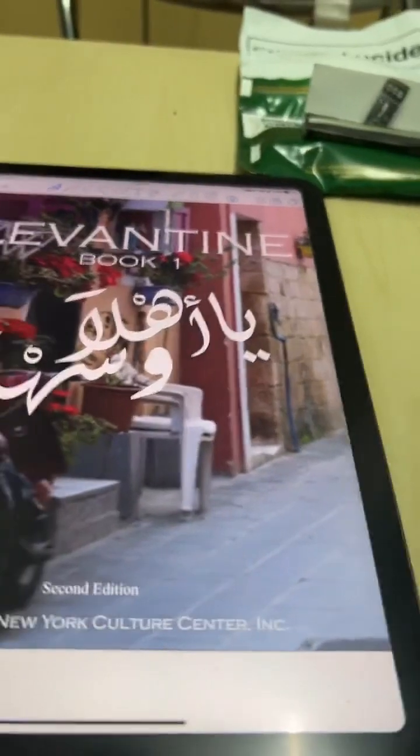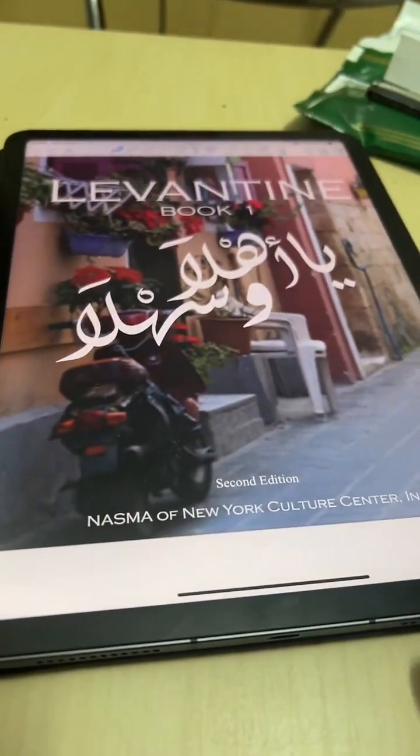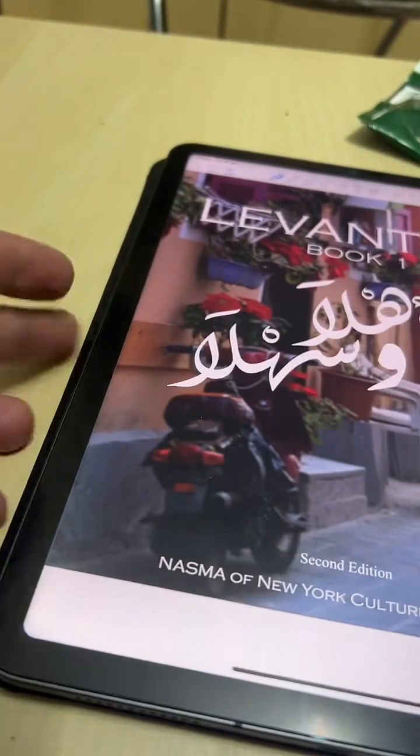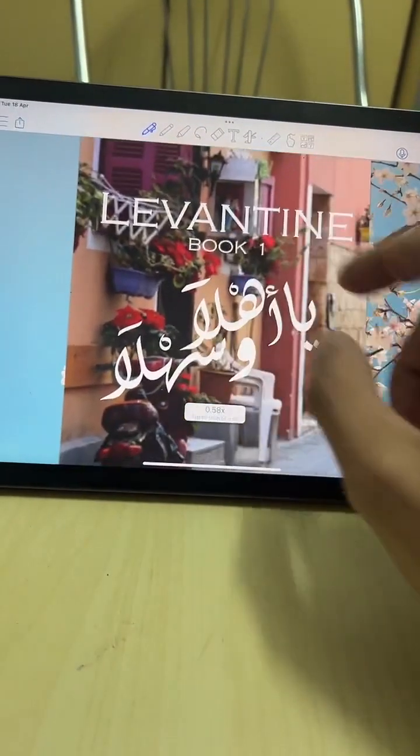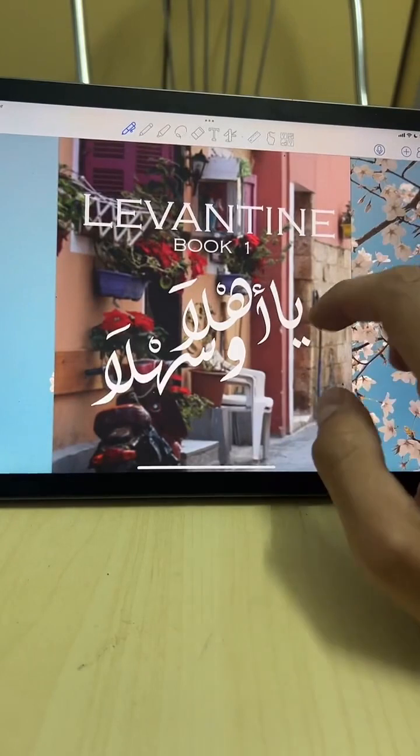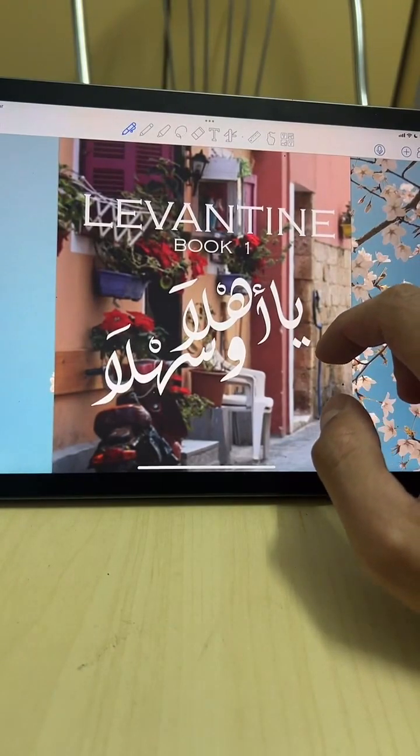Perfect. Let me see now if I can do it like this. So this is the book. Unfortunately, I don't have my stand with me, so it's really hard, but I'm gonna do it like this. Hold on one second, let me check. Maybe if I do it like this. Let me see. Is everything visible? Is it clear?